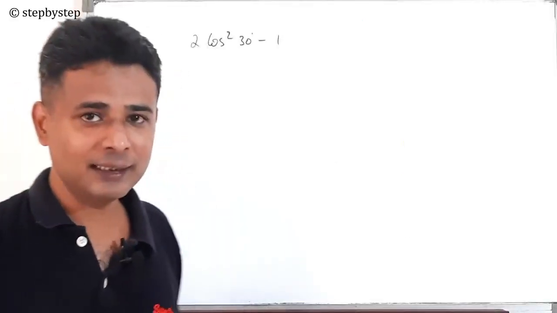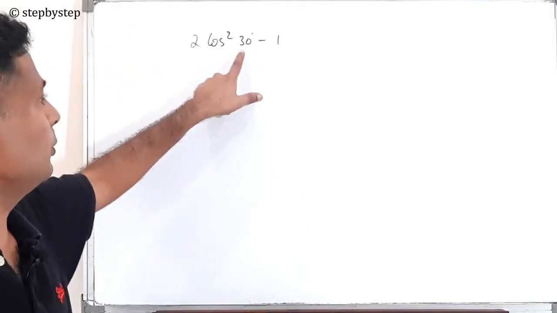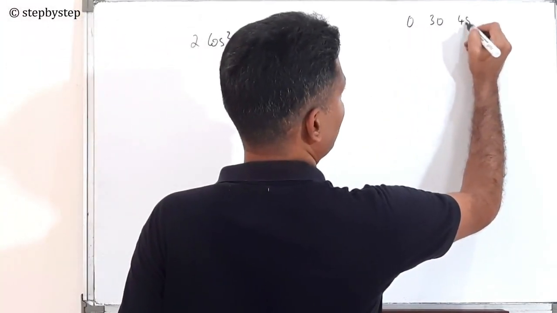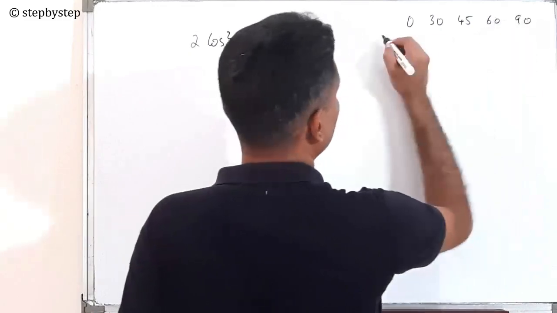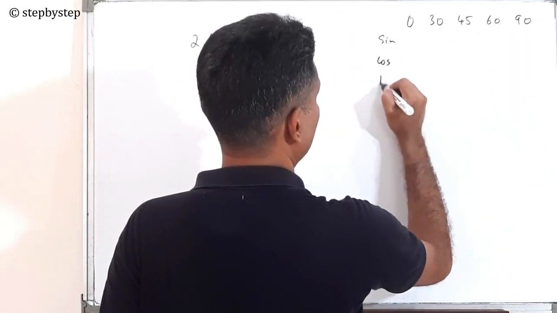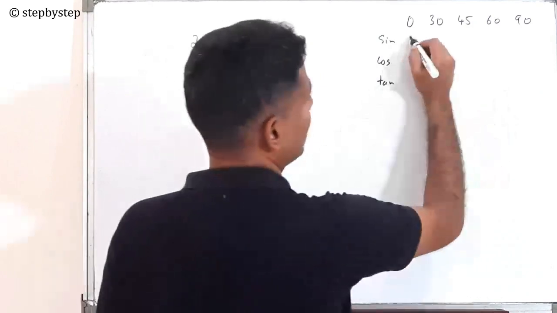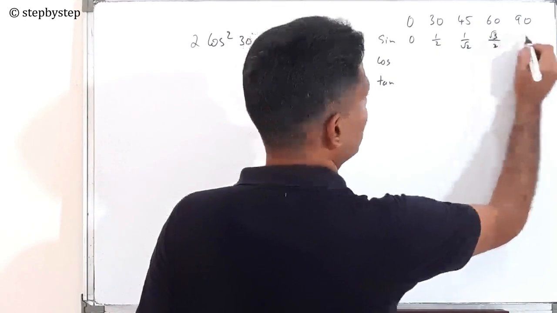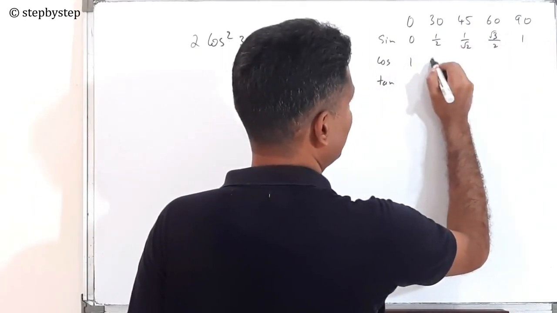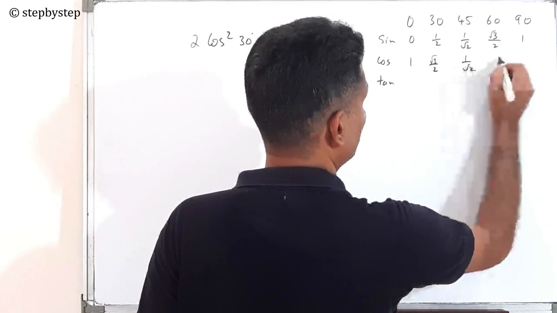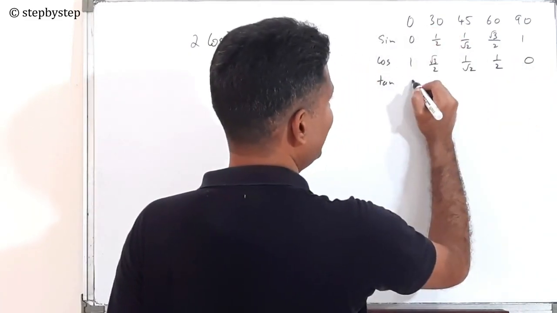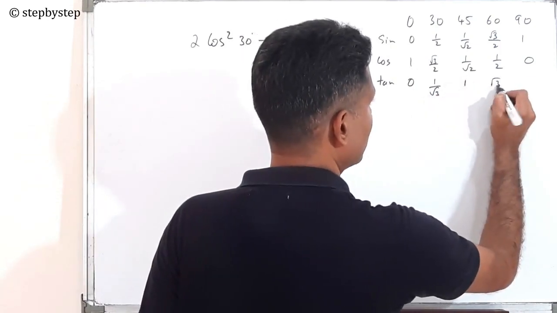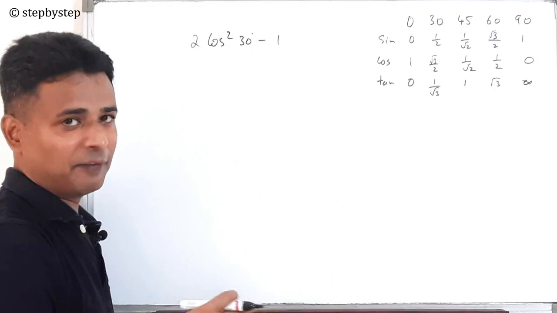Now the next question, guys, they have asked you to evaluate this. Again you can see there is a special angle. So we need to make the table: 0, 30, 45, 60, 90. Sine, cos, tan. Again you just have to remember for sine: 0, 1 by 2, 1 by root 2, root 3 by 2 and 1. Cos will be the opposite: 1, root 3 by 2, 1 by root 2, 1 by 2, 0, and tan will be sine by cos. So we get this.